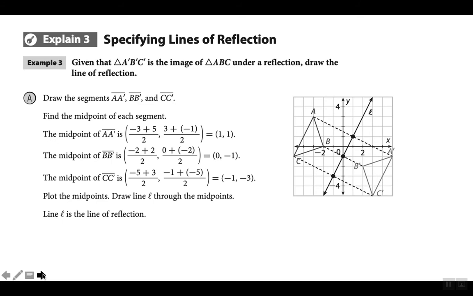Okay, what we're going to cover now is problems where they give you the 2 shapes, the pre-image and the image, and you have to draw the exact line of reflection. I'm going to go over how you do that. It involves the midpoint formula, which we went over on our first lesson this year.